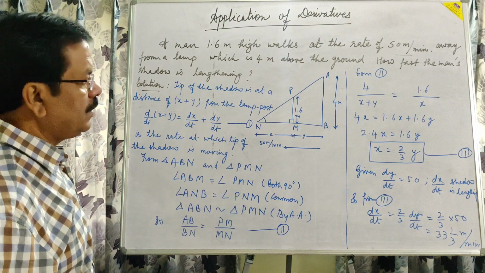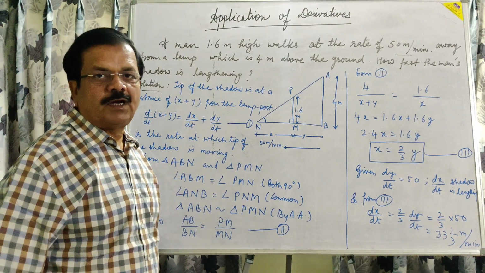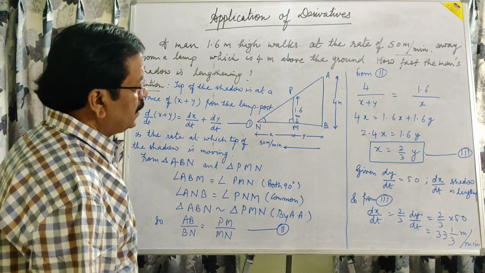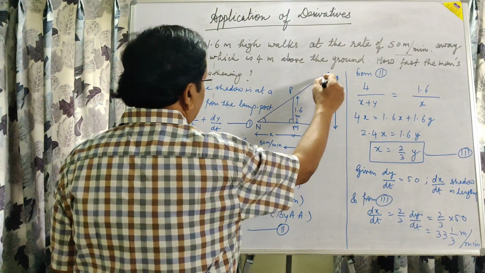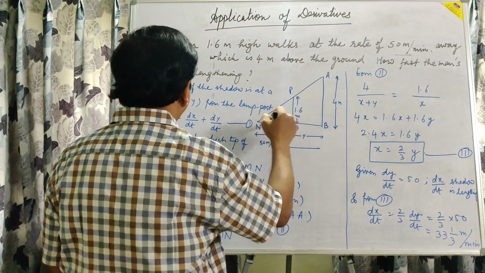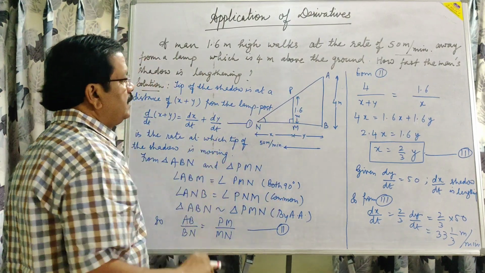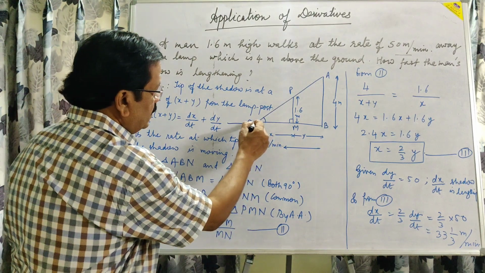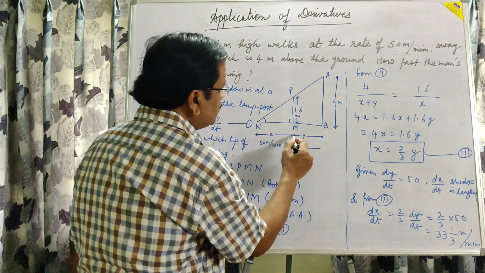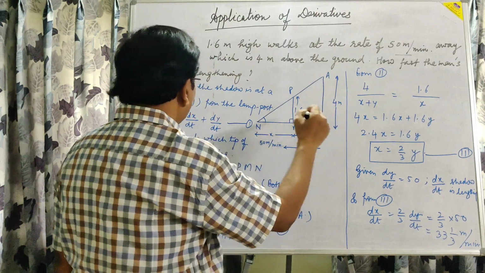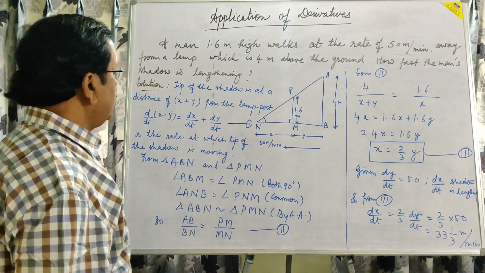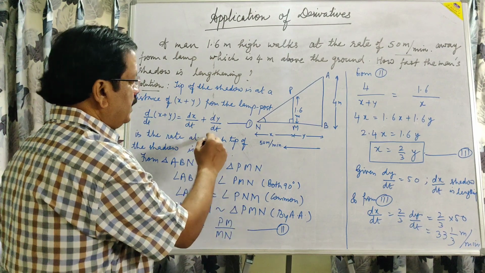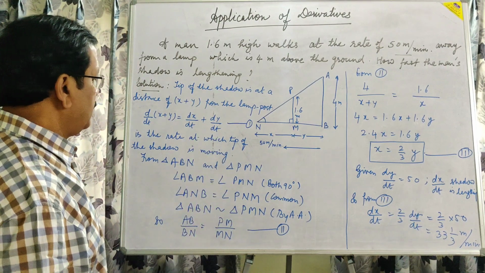For this question we will use the concept of similarity that we studied in class 10, and first draw the figure. After drawing the figure we can see that these two triangles are similar triangles. The tip of the shadow, N, is at a distance x plus y from the lamp post, and that is why the rate of change of the tip of the shadow will be equal to dx by dt plus dy by dt.